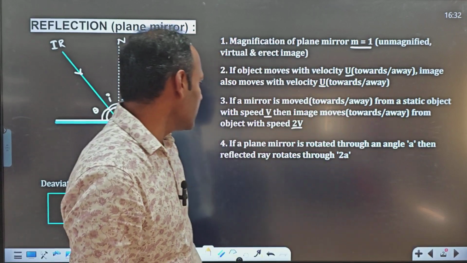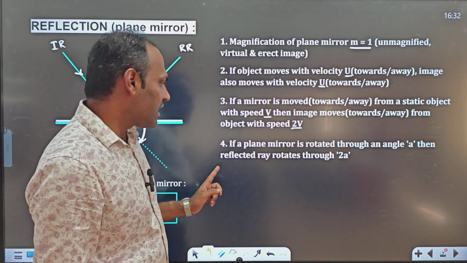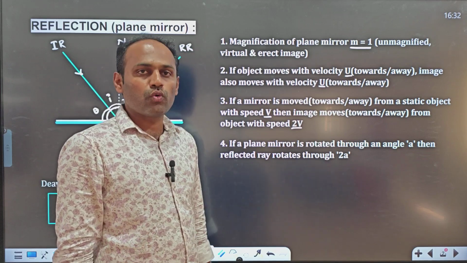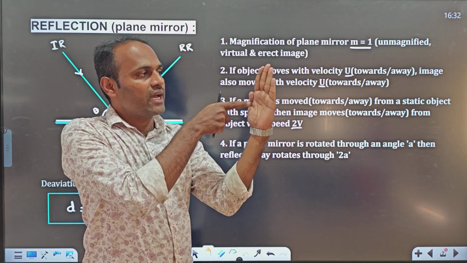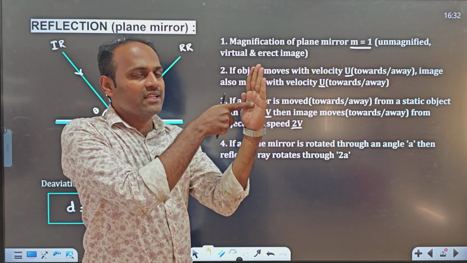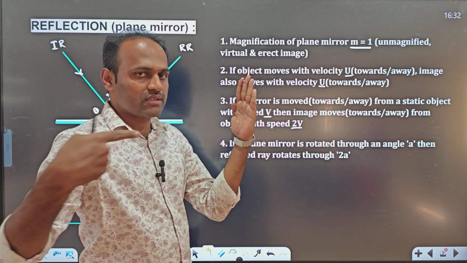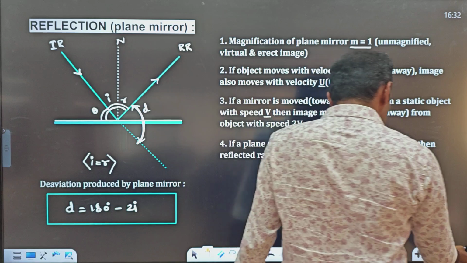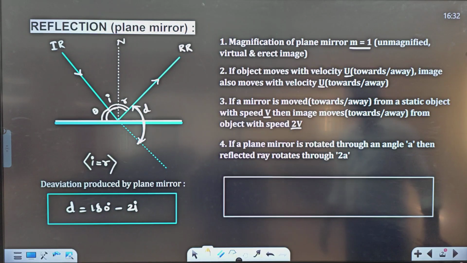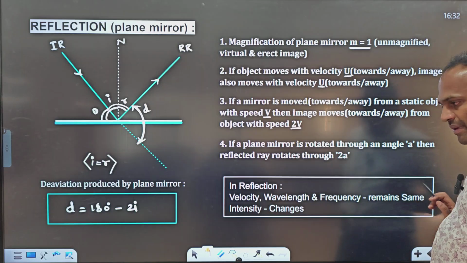Okay, we'll go for the next point. If a plane mirror is rotated through an angle A, then the reflected light ray will rotate through an angle 2A. For example, suppose a light ray is going like this. If you rotate the mirror by an angle A, the reflected light ray will rotate through an angle 2A, right? Okay, next, see. In reflection, velocity, wavelength and frequency will remain the same.